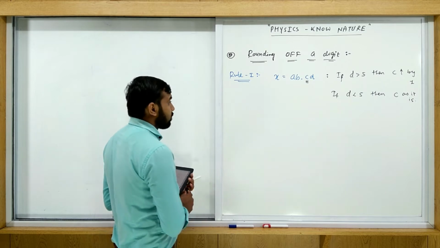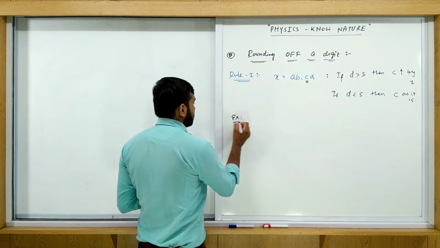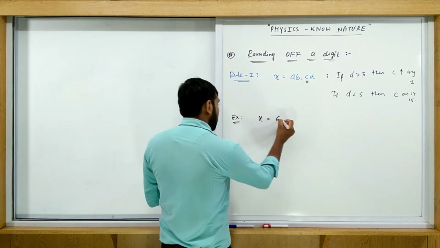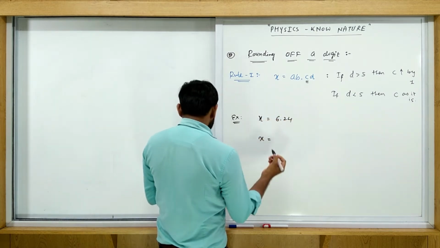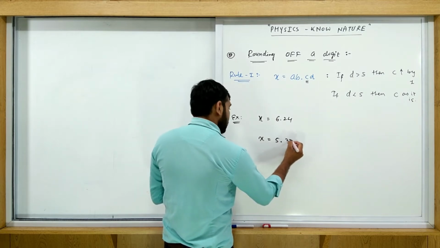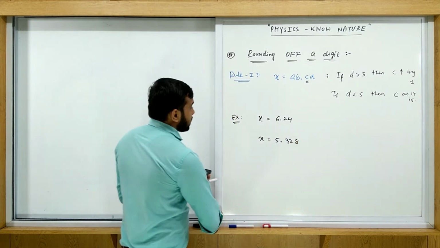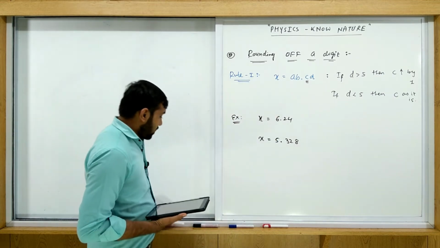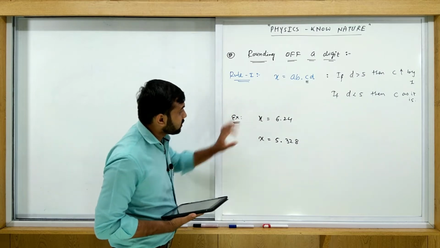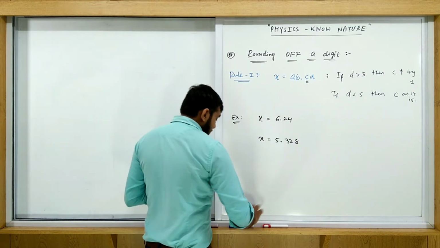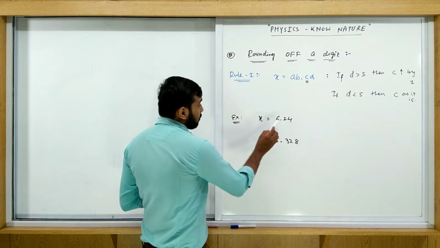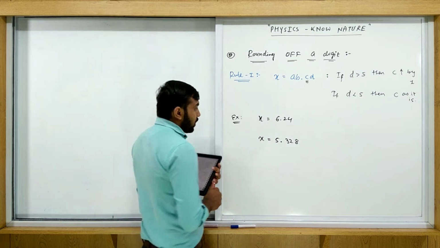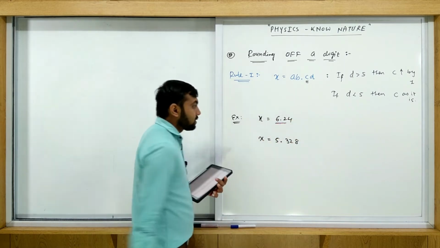For an example, write down one example for this. Suppose x is given to us as 6.24, and in the second example, x is equal to 5.328. Then you have to round off this number. When you round off this number, how many significant digits are here? 1, 2 and 3. Suppose you round off this number up to 2 significant digits, then the first 2 are 6 and 2.